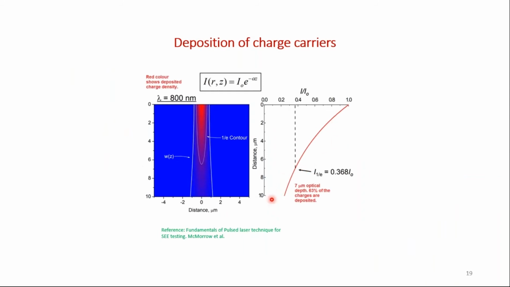Here again, you see the distance and 1/E point, 7 micron optical depth. 63% of the charges are deposited for the 800 nanometer at a depth of around 7 micron.